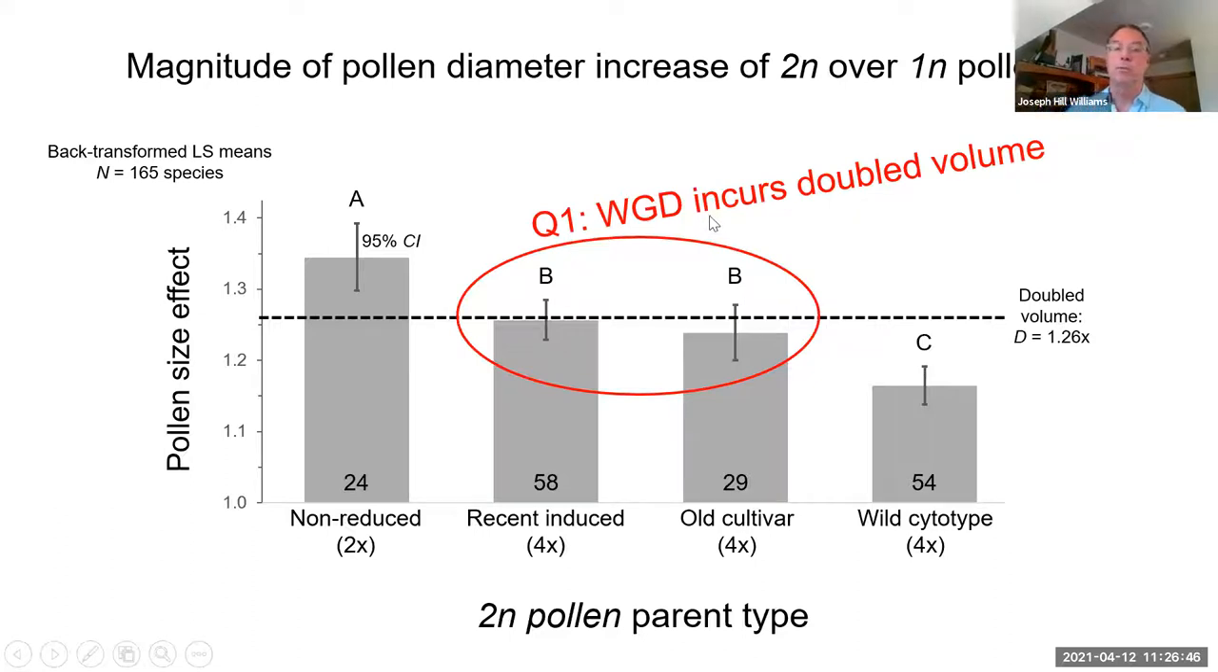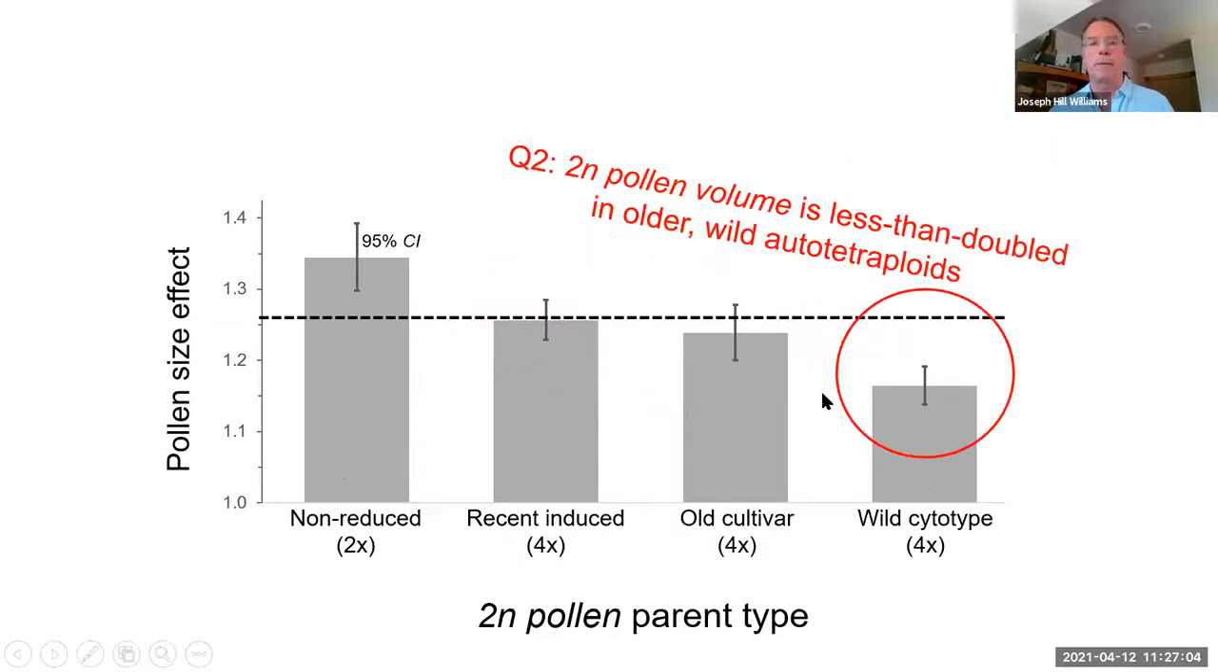So in terms of question one, whole genome duplication, I think there's good evidence that it incurs doubled volume. You have 58 pairs that almost exactly hit the 1.26 mark. And older pairs seem to also still be close to 1.26. For the second question, we can now take 1.26 as an inferred effect of whole genome duplication. And the effect of having to survive in the wild for who knows how many generations suggests that you evolved from a 1.26 diameter down to some smaller diameter in almost all species.